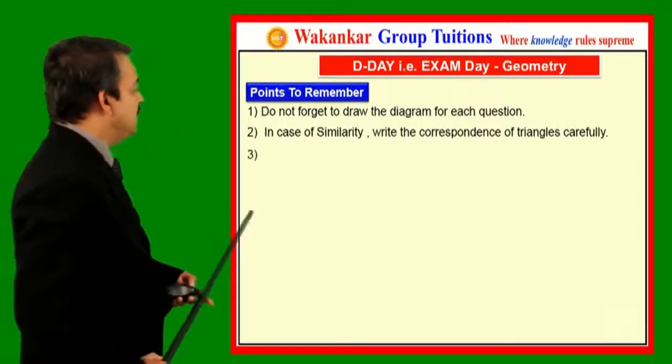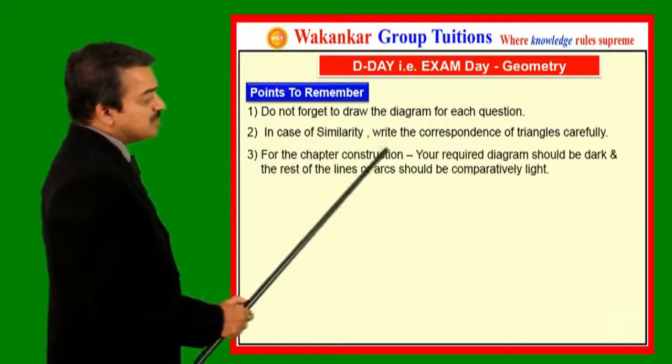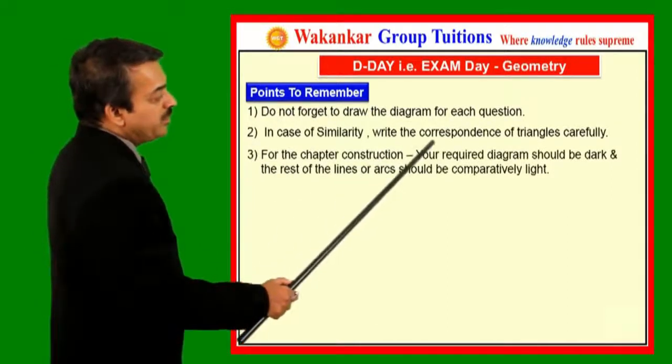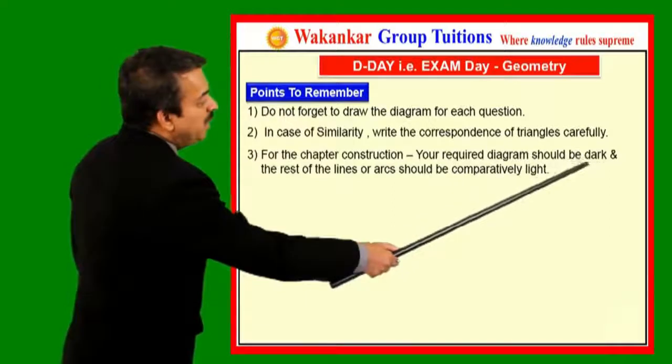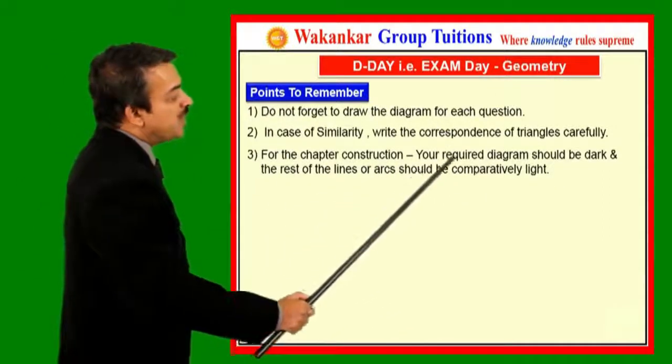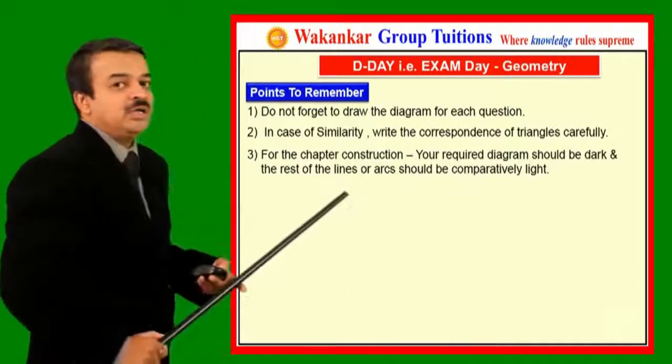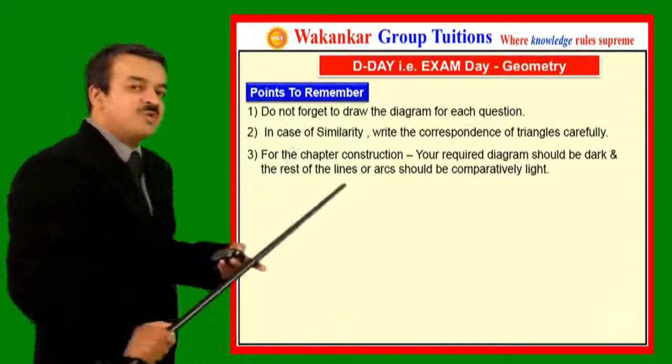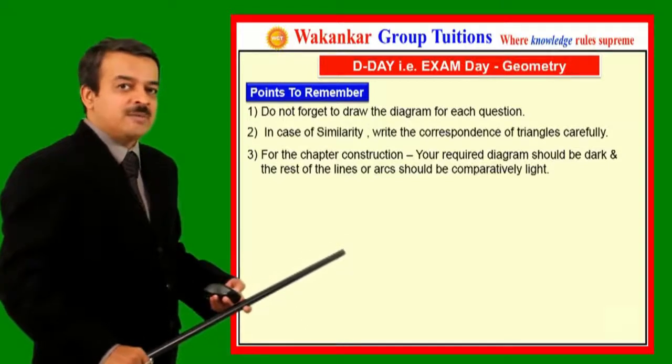The next one is, for the chapter construction, your required diagram should be dark and the rest of the lines or arcs should be comparatively light. Now what exactly do I mean by this particular point? Let's take a simple example.